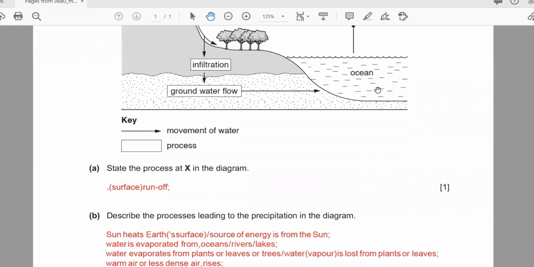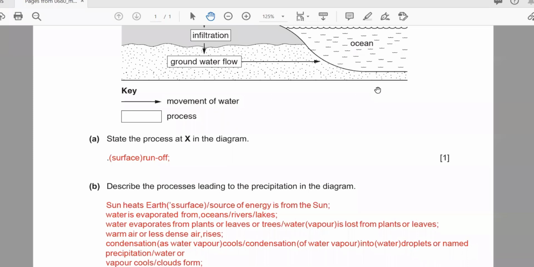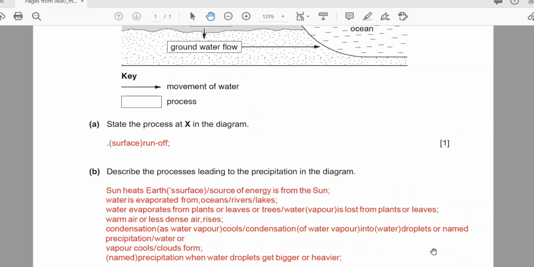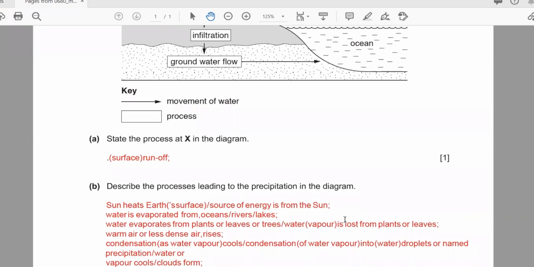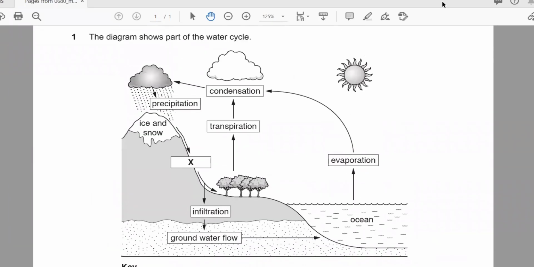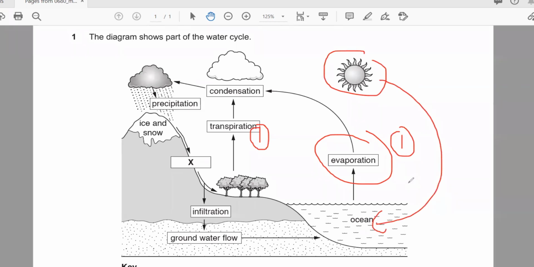Okay, good. See here, the sun heats the surface water, and this is 4 marks. So here first you can see the sun heats the water, the earth's surface, and then water evaporates from the plant. So you have to mention both. Then condensation and then precipitation. So actually it has 4 steps. 1 mark here, you describe evaporation. 1 mark here, you describe the transpiration. And why these things happen: due to sunlight. So this is 1 mark.